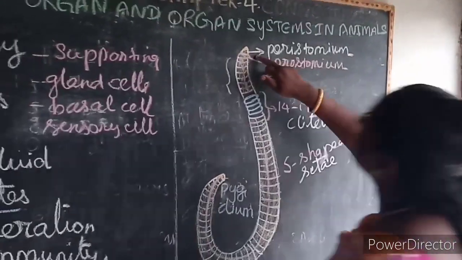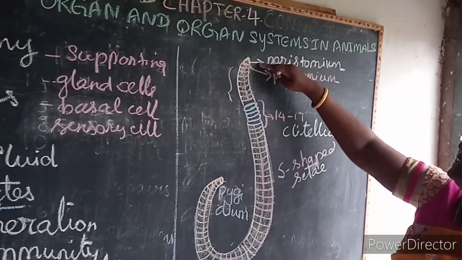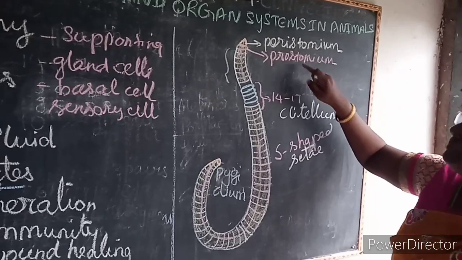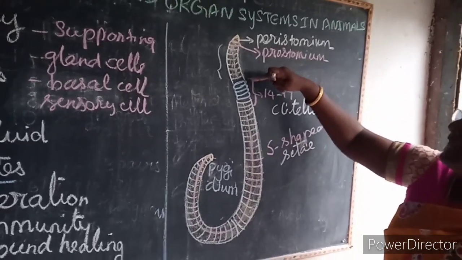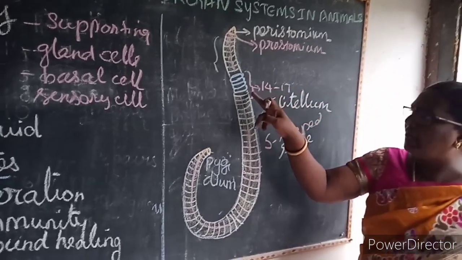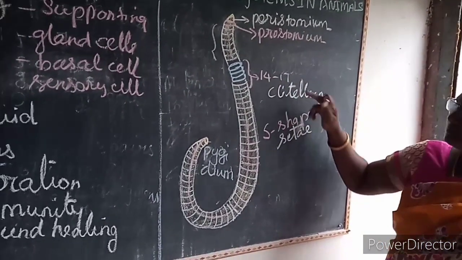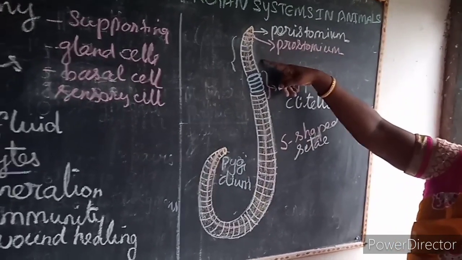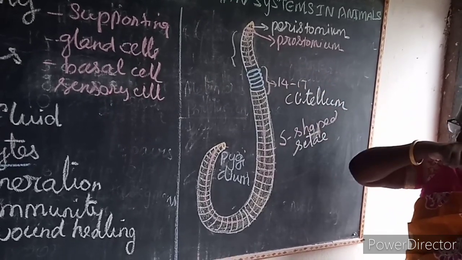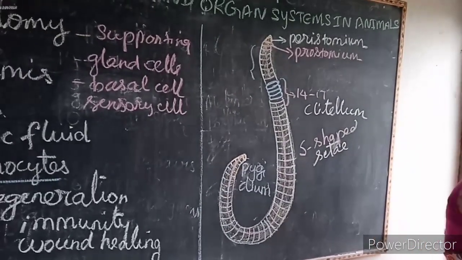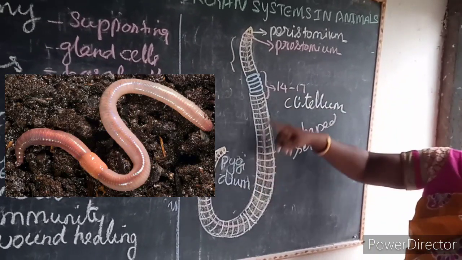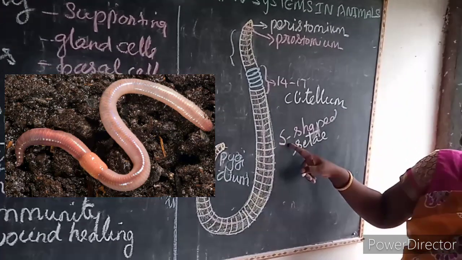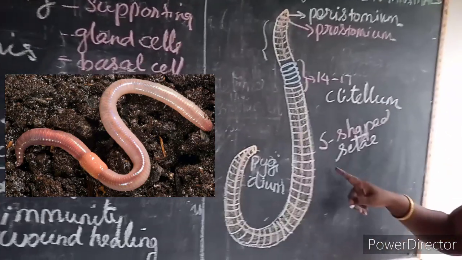The first segment is known as the peristomium. It has a mouth in the center. It is covered by a small flap of muscle known as the prostomium. From the 14th to 17th segments, it has a glandular, swollen thickening known as the clitellum. The last segment is known as the pygidium. Then dorsal folds are present from the 10th segment onwards. In all the segments except the anterior and posterior last segment, S-shaped setae are present, which help in locomotion.